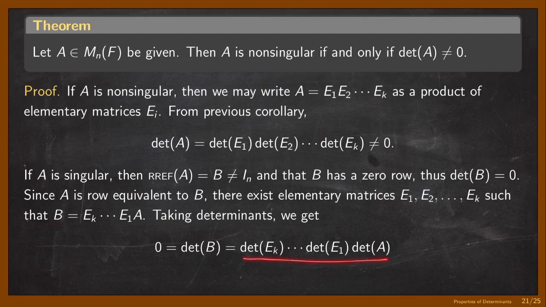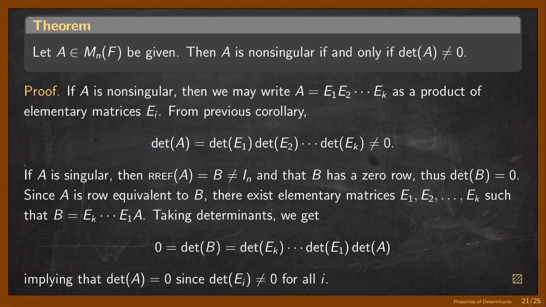and it becomes like this, just as stated in the previous corollary. But each one of these is not zero. Therefore, if the product is zero, the determinant of A must be zero. So if A is non-singular, then the determinant is not zero. If A is singular, the determinant is zero. Therefore, A is non-singular if and only if its determinant is not zero.